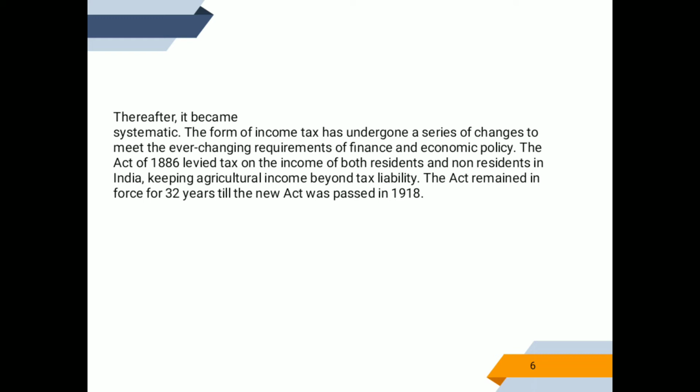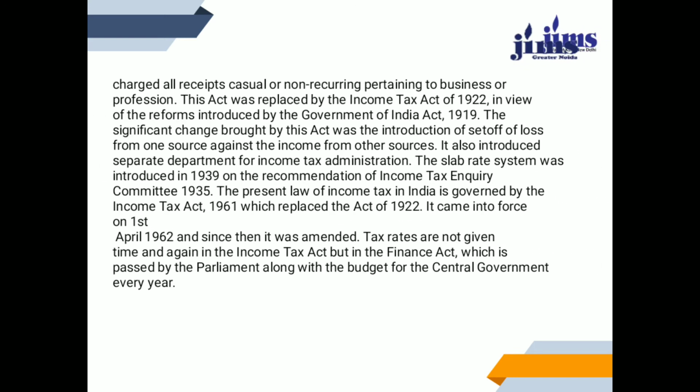The Act of 1886 levied tax on income of both residents and non-residents in India, keeping agricultural income beyond tax liability. The Act remained in force for 32 years till a new Act was passed in 1918. The legislation charged all casual or non-recurring receipts pertaining to business or profession. The Act was replaced by the Income Tax Act of 1922.